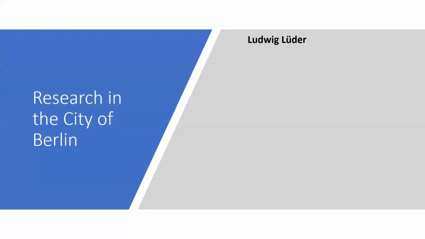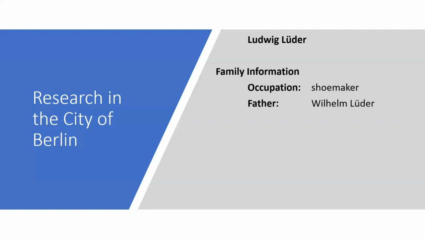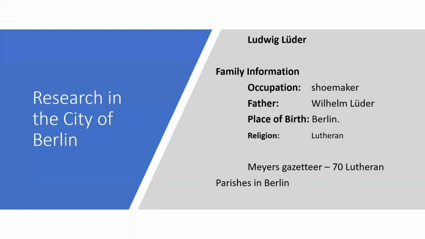The following is a good example of doing research in a large city like Berlin. Family information on Ludwig Luder: he was a shoemaker by trade. His father, Wilhelm Luder, was a shoemaker as well. He was born in Berlin. He was Lutheran, which narrows the search down to 70 parishes.